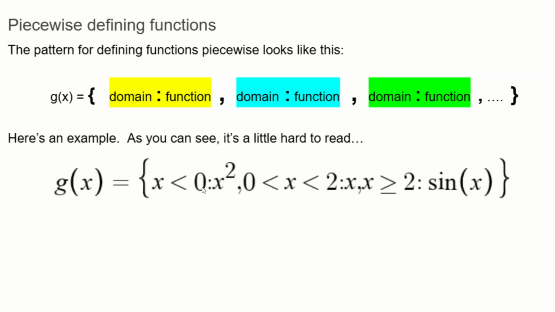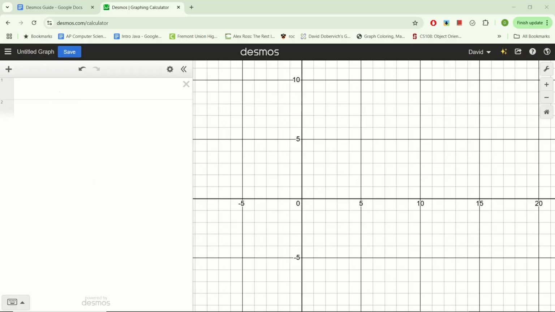So you've got x less than 0, and after the colon, we see x squared. So that means we're going to display x squared, but only for values of x that are smaller than 0. Here, the function after the colon is just x. So we're going to display y equals x, but only for x values between 0 and 2. Okay, let's type it in, see what it looks like.